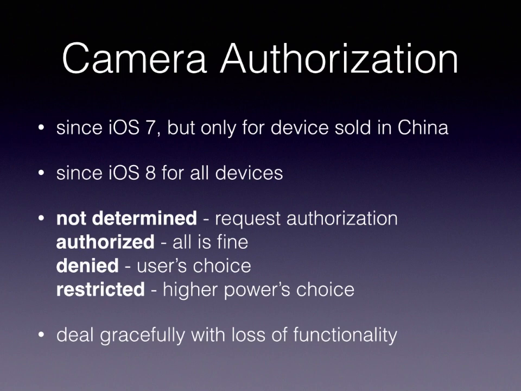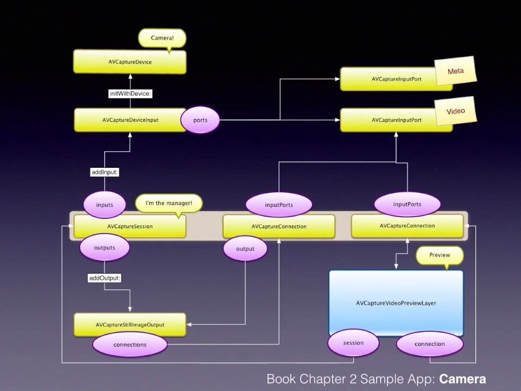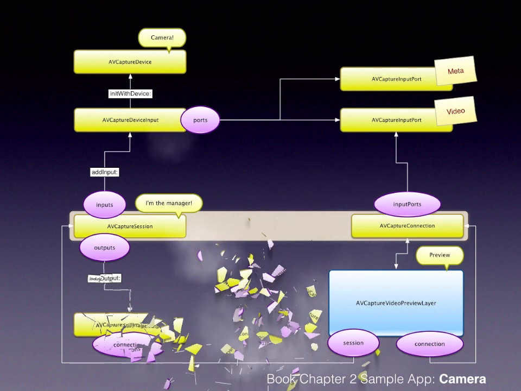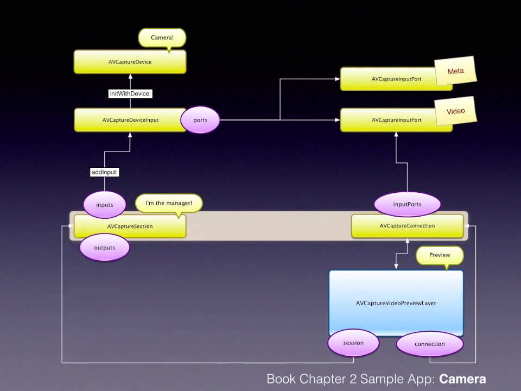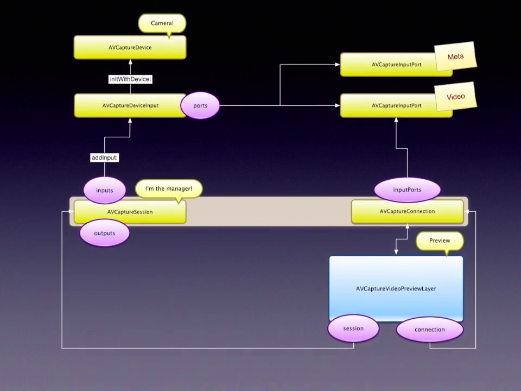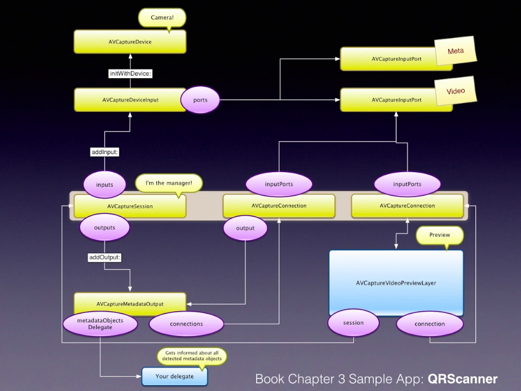Now, getting back to this sample app, which was basically a still image camera, but we want to scan barcodes, not take still images. So let's remove the still image output, and actually let's replace that with AV capture metadata output. You see it's similarly connected. It still creates a capture connection between the video port and the output.